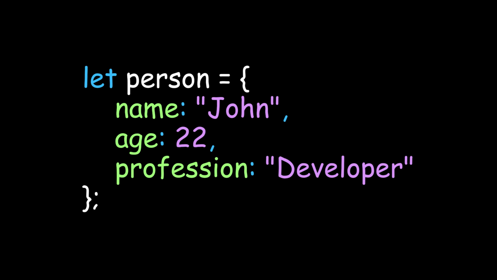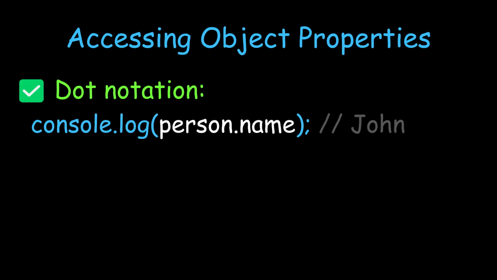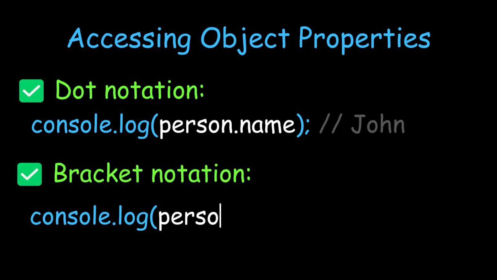And now, how can you access object properties? You can access values in two ways. First, dot notation: console.log(person.name). And this will print John. Or you can use bracket notation: console.log(person["age"]). Both do the same thing. But bracket notation is useful when the property name is stored in a variable or has special characters.